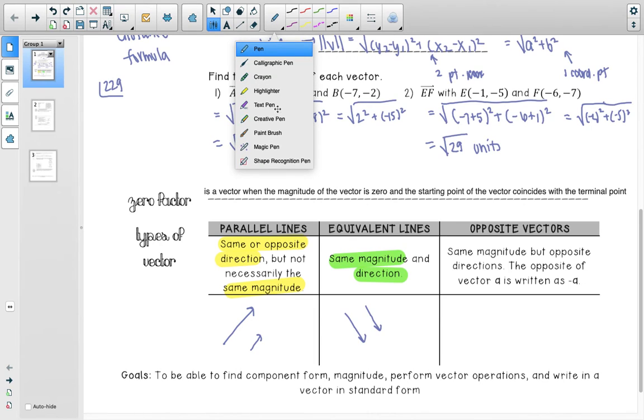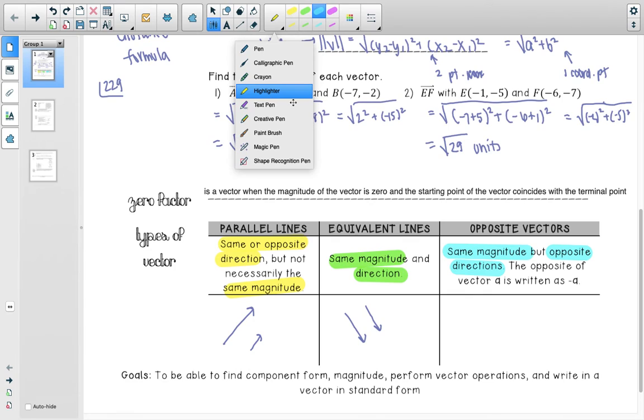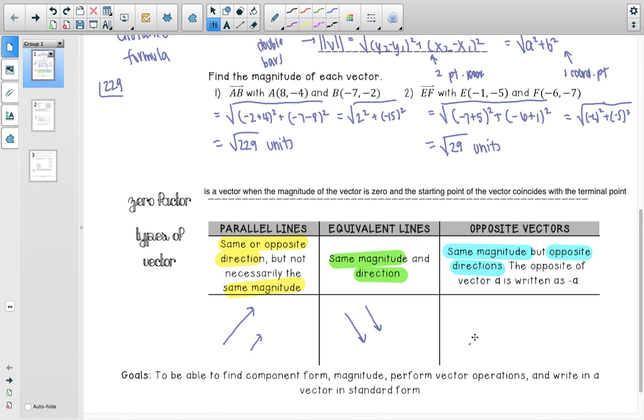And then the last but not least is opposite. So they have the same magnitude, so they're the same length, but they have opposite directions. Okay, so let's talk about A and negative A. Let's think about this. Like a positive slope would be going this way, but a negative slope would be going this way. So same length, opposite directions, okay?